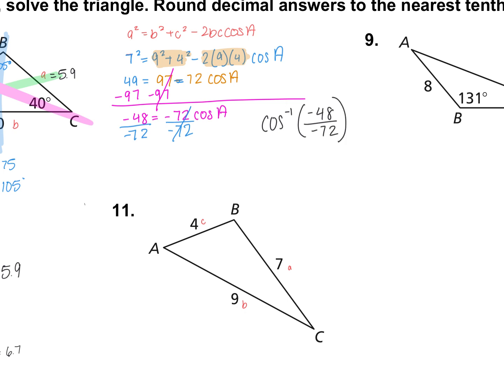If you plugged it in and solved it correctly, your answer for this one should have been, let me grab a green. We're solving for angle A. Angle A equals 48.2 degrees, and that's rounded.